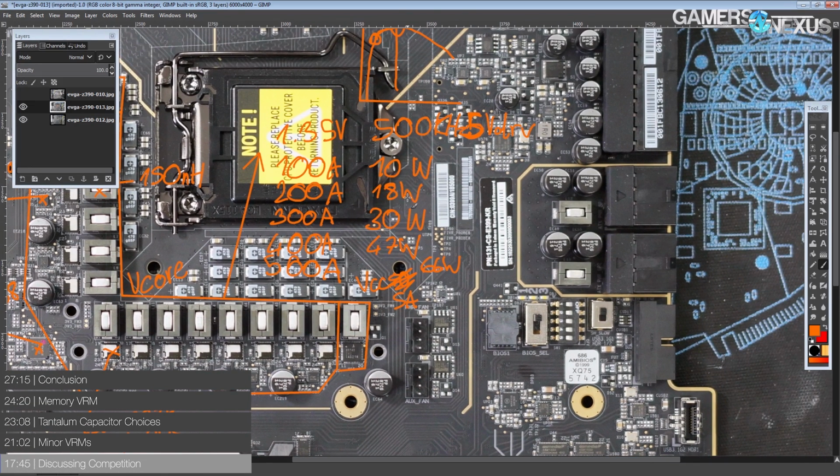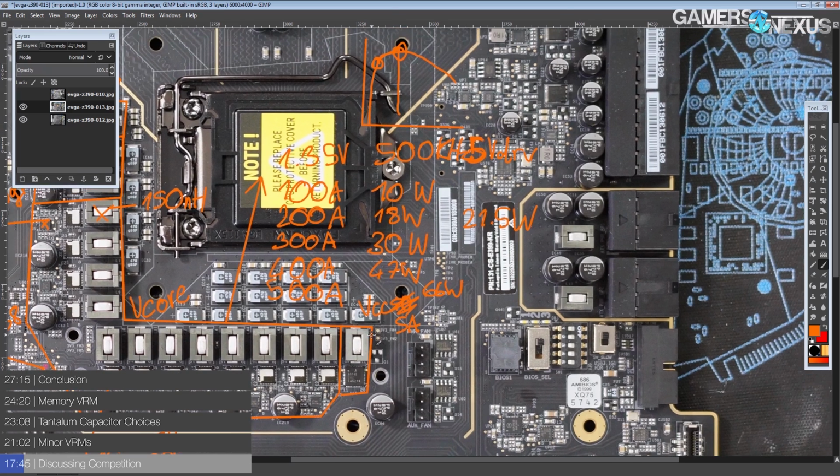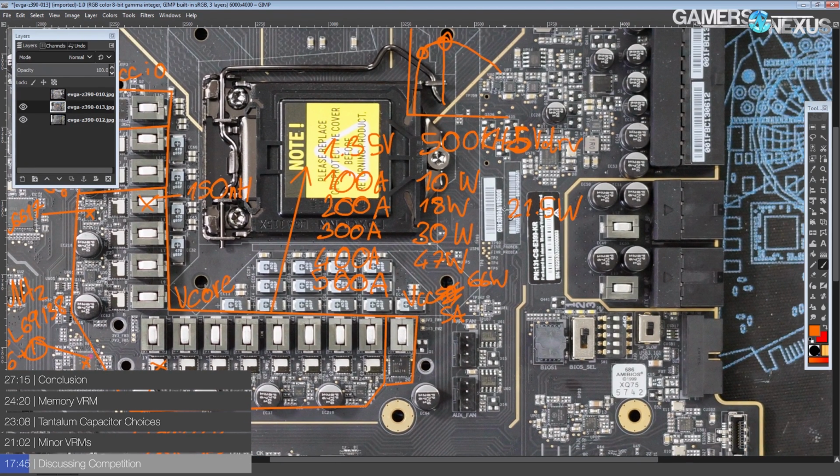So let's talk about some other Z390 boards. For comparison's sake, I've pulled up the numbers for the ASUS 5 phase that ASUS has on the Maximus 11 Extreme, as well as the Maximus 11 Gene. And that VRM at 200 amps output gets about 21.5 watts of heat dissipation. So it technically could still run without a heatsink, but considering that VRM is more compact than this one, it has less inherent capability to cool itself.